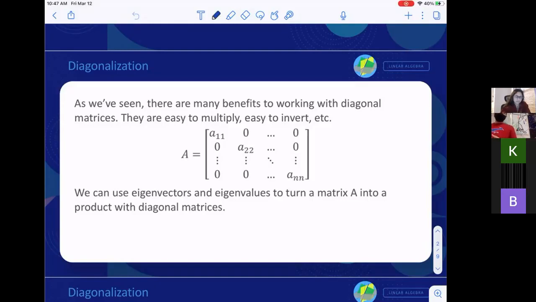Diagonal matrices are really good to work with. They're easy to multiply, they're easy to invert. If you take a diagonal matrix, the inverse is just all those entries take the reciprocal. So it'd be 1 and 1/2 and 1/3 would be your inverse.